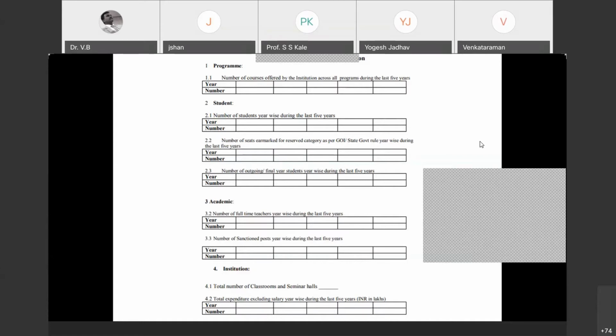Moving on to number 2, number of year-wise students during the last 5 years. Here one common doubt that may arise is, sir, how to enter the years, year 1, year 2, year 3, year 4 and year 5, whether I have to enter in chronological order or enter the data backwards. If you are having doubts like that, what we strongly recommend is in the year column, you give very specific answers like 2020-21, 2019-20, 2018-19, 2017-18, 2016-17.